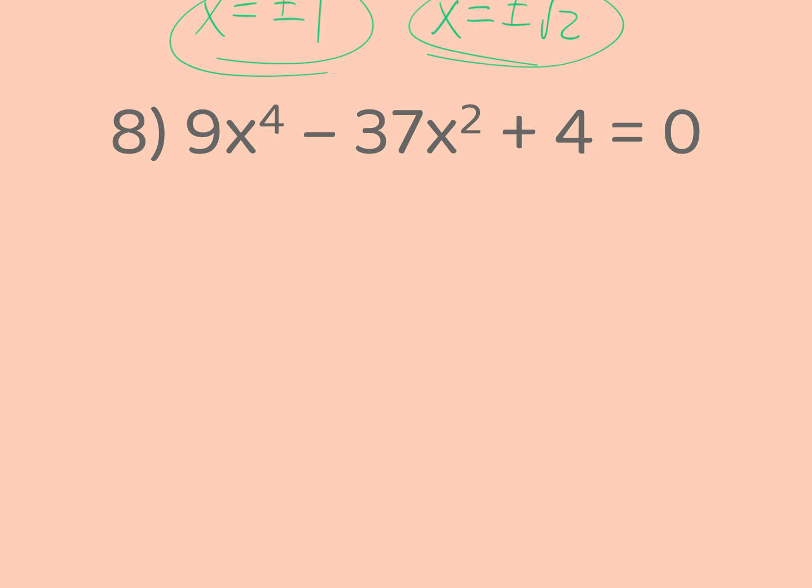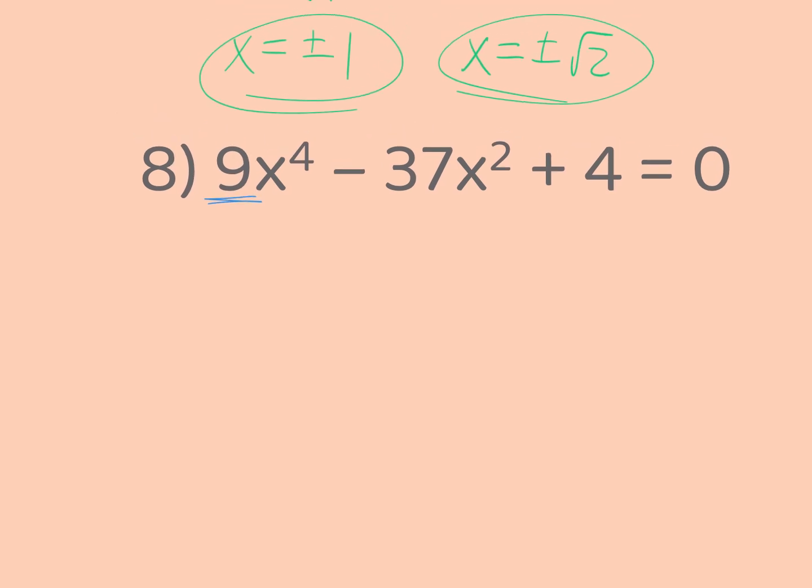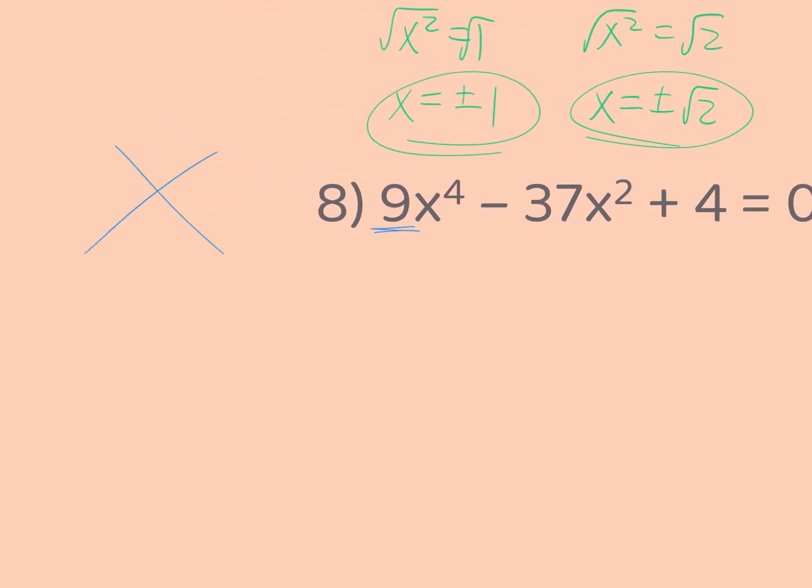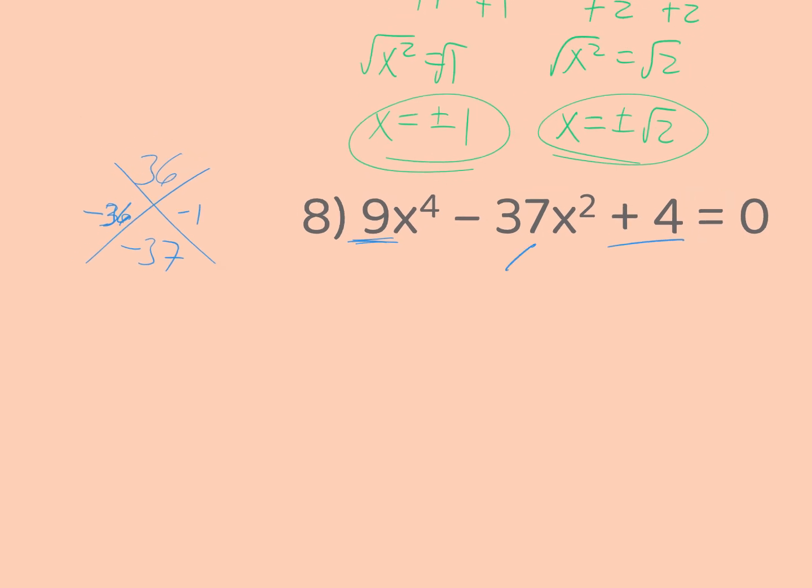All right, so this one, again, we can solve it the same way. We just want to factor. This time there's something in front of our x to the 4th. So we want to find what multiplies to 9 times 4, so 36, and adds to -37. That should get you -36 and -1. And then you can split up the middle term. So we get 9x to the fourth minus 36x squared minus x squared plus 4 equals 0. Again, solve it the exact same way that you would a quadratic.